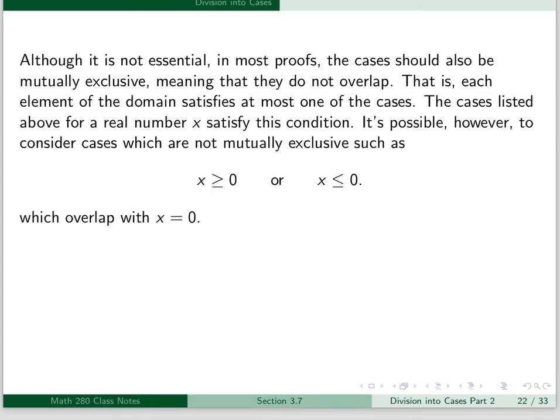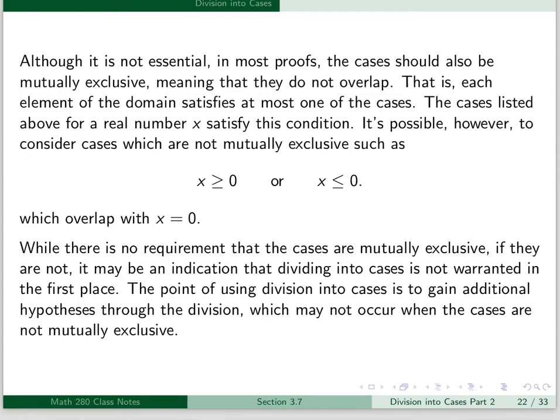It's possible, however, to consider cases which are not mutually exclusive, such as x is greater than or equal to 0, or x is less than or equal to 0, which overlap with x equals 0. While there is no requirement that the cases are mutually exclusive, if they are not, it may be an indication that dividing into cases is not warranted in the first place. The point of using division into cases is to gain additional hypotheses through the division, which may not occur when the cases are not mutually exclusive.